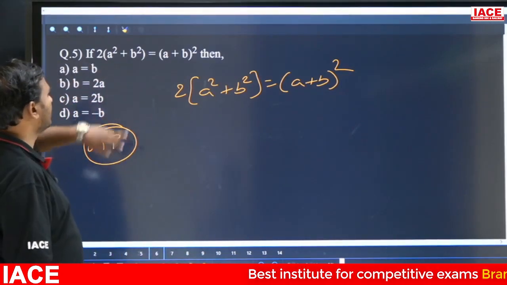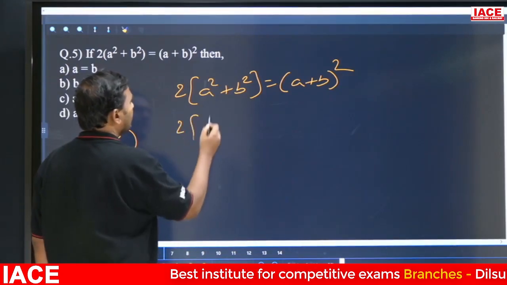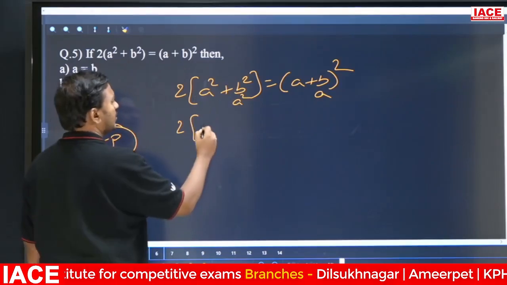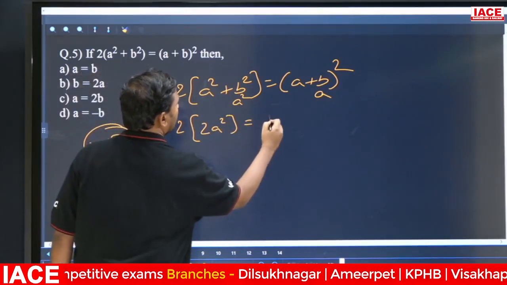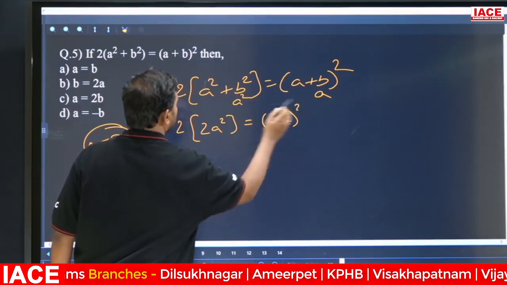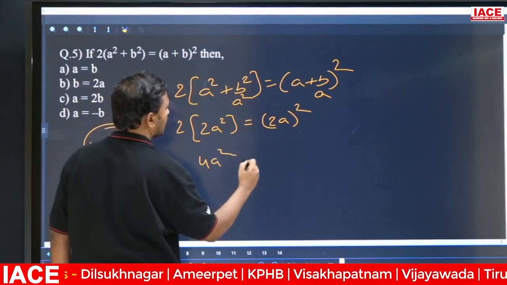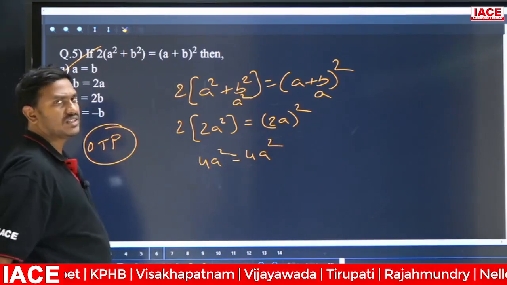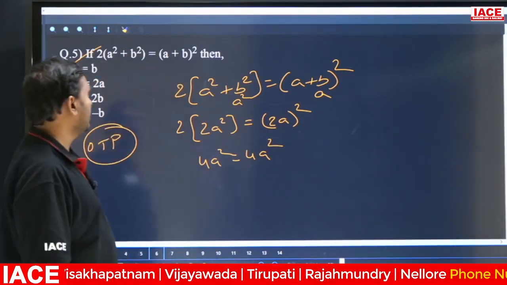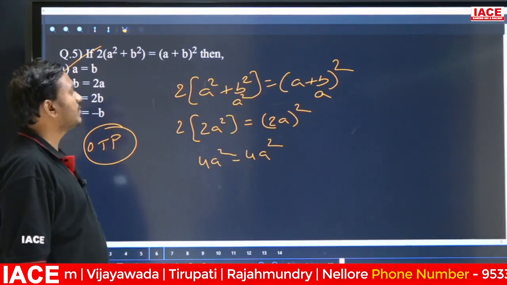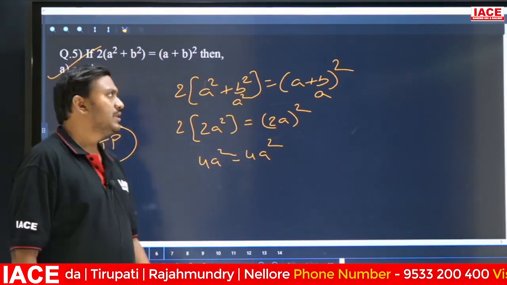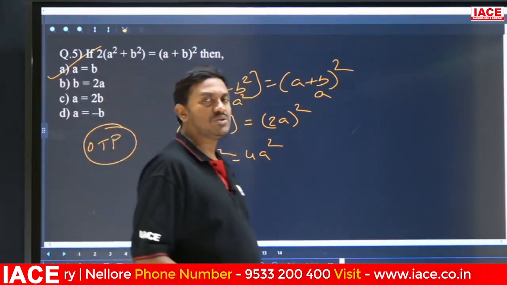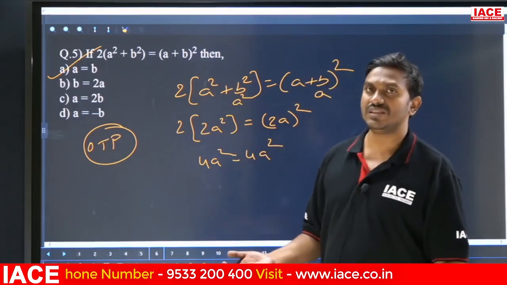Just substitute a equal to b. A equal to b means 2 of a square plus a square, 2a square, equal to a plus a, 2a whole square, that is 4a square, and this is also 4a square. Both sides it is tallying. So option A is the right answer directly. So if a equal to b, 2 of a square plus b square equals a plus b whole square, right? So a equal to b is the right answer. So simply substitute the options, which is satisfying, that is the right answer.